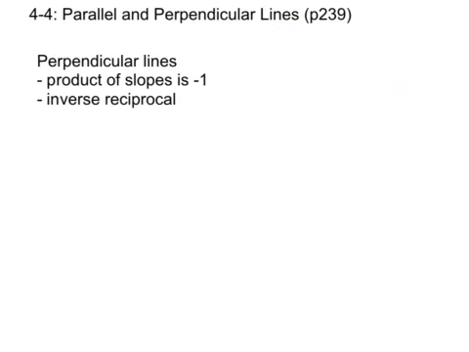Now I realize I forgot to talk about this on the last slide, so let's talk about it here a little bit. For perpendicular lines, the product of the slopes is -1. We call this the inverse reciprocal. So you remember the reciprocal. If we have a fraction 5/4, the reciprocal is 4/5.